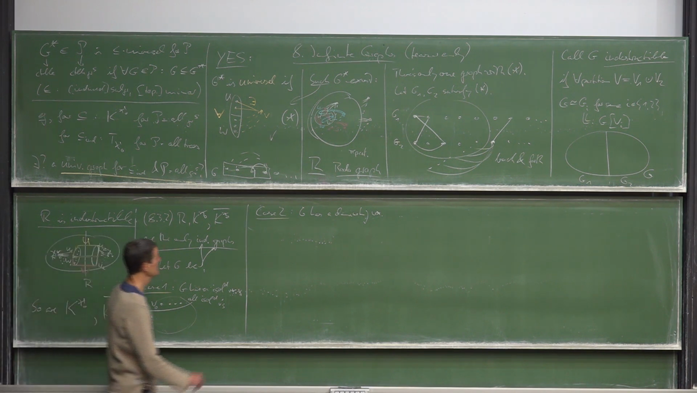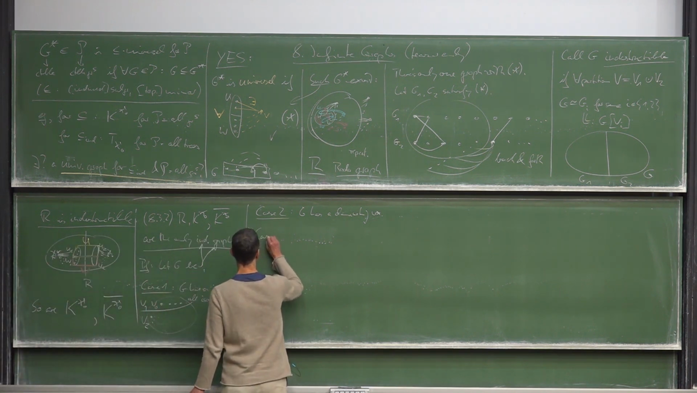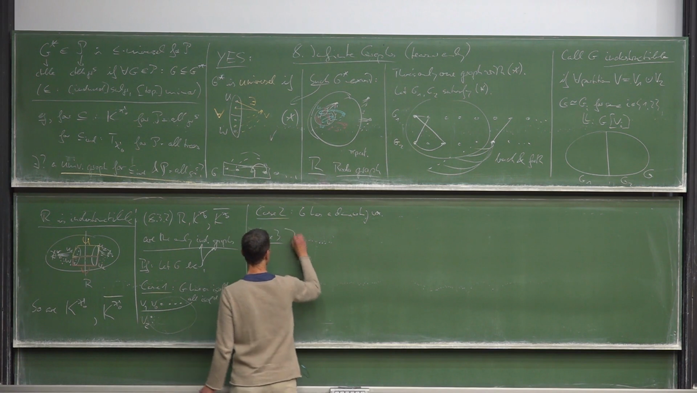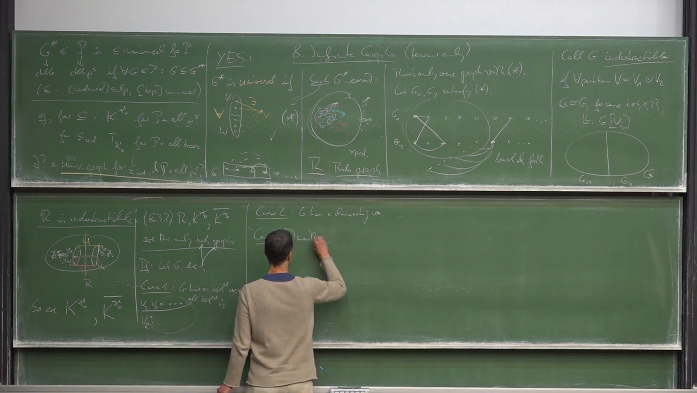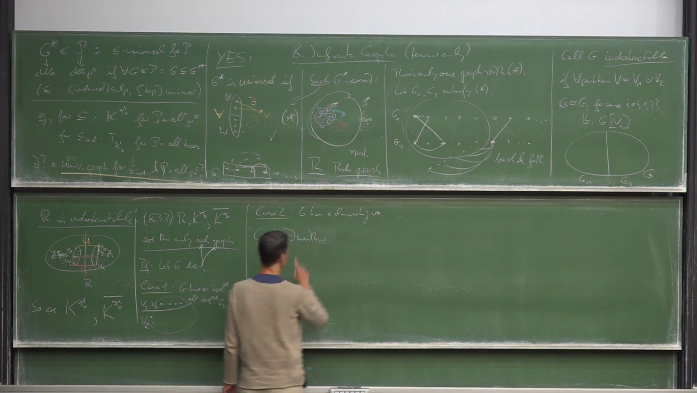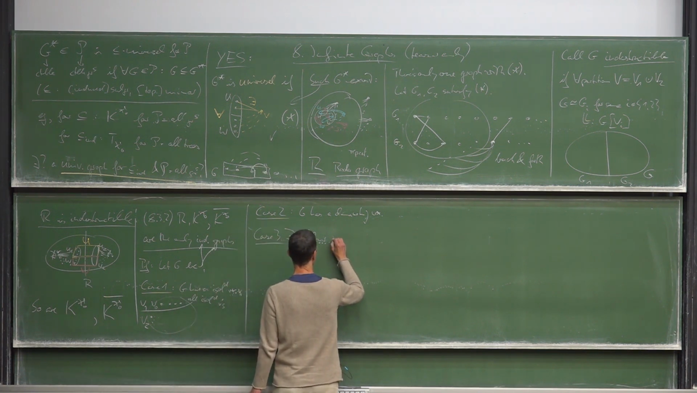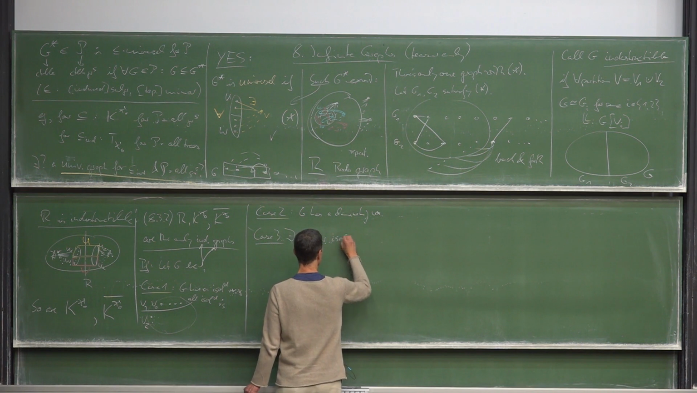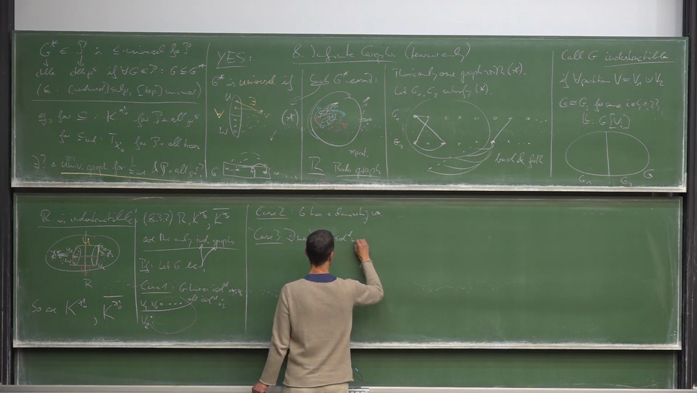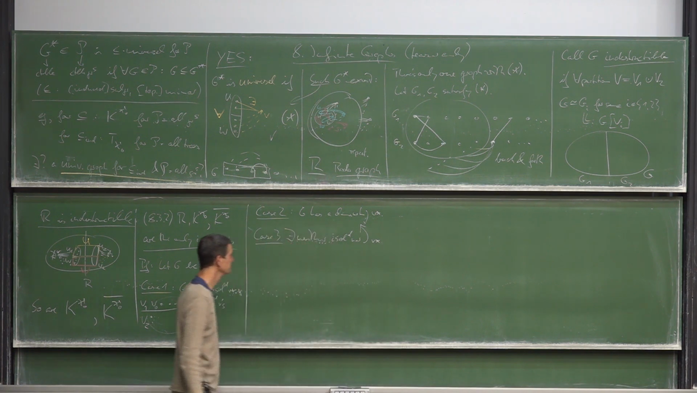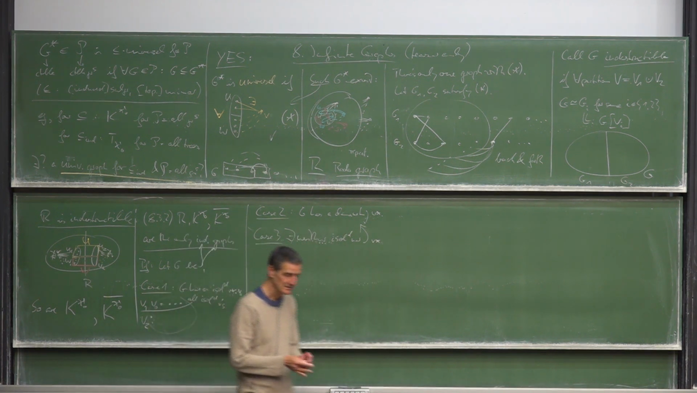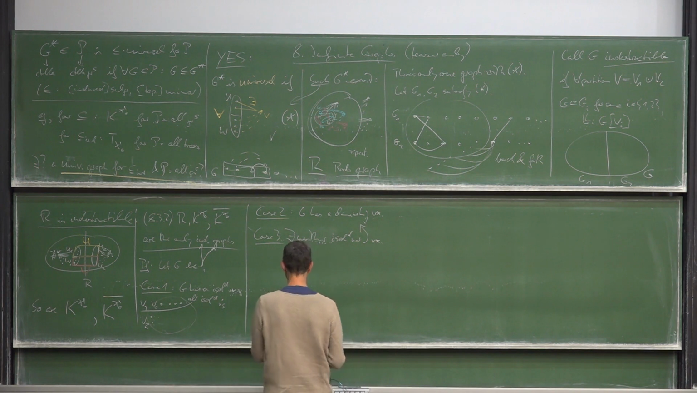Okay, so case 3, there's neither an isolated nor a dominating vertex. Okay, now it gets a little more interesting. Not much, but a little bit.